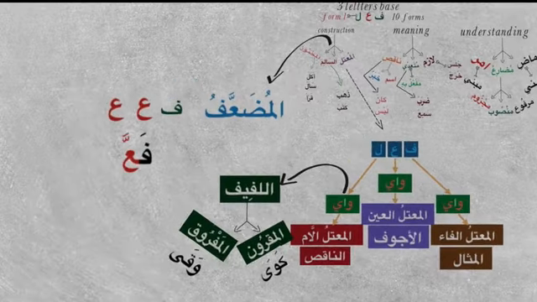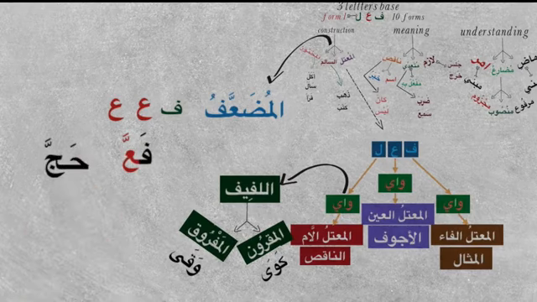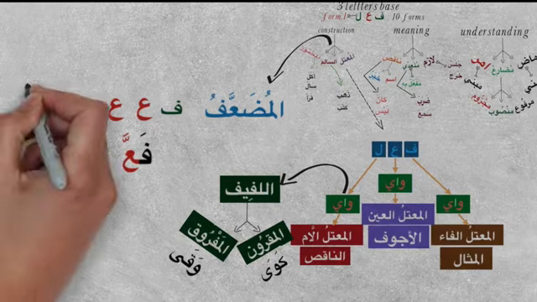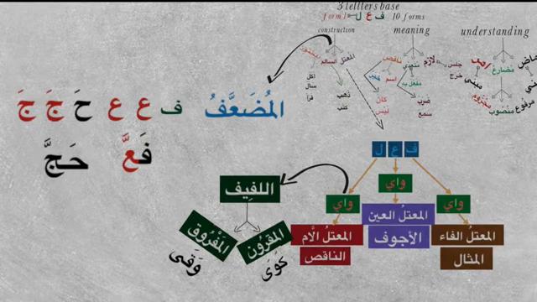Let's give a very famous example, which is hajja. Hajja means he performed hajj. So what is hajja? It is originally hajaja. There are three letters, but because the ain kalima and lam kalima are the same, the ain kalima loses its vowel sign and there is idgham, what is called assimilation. So it is called idgham.